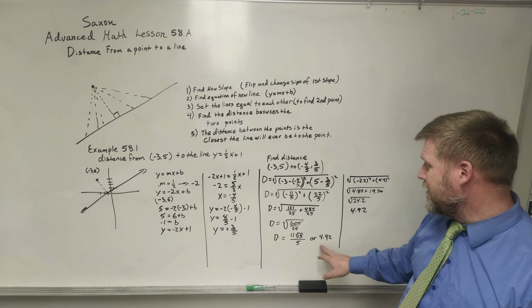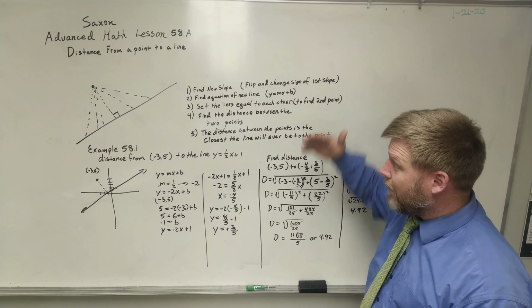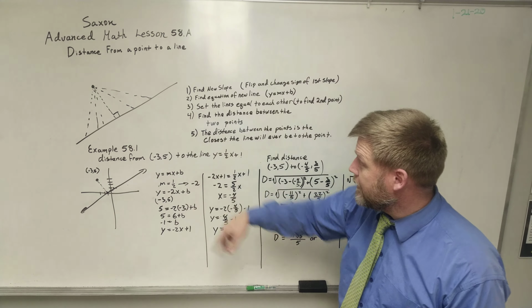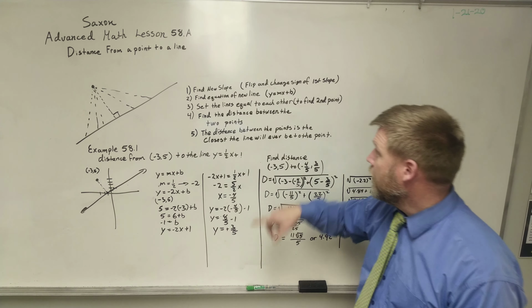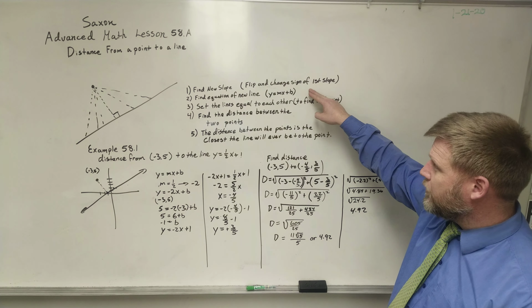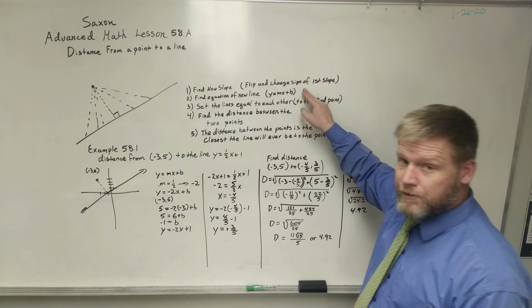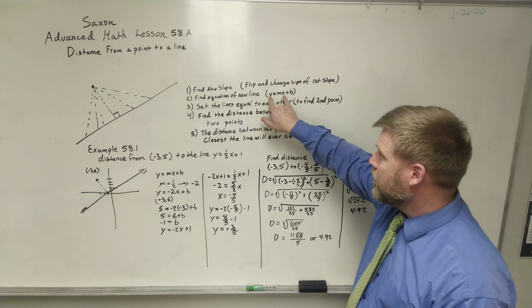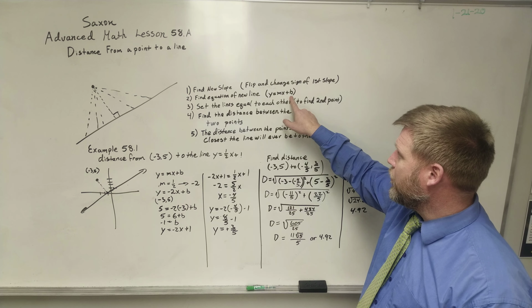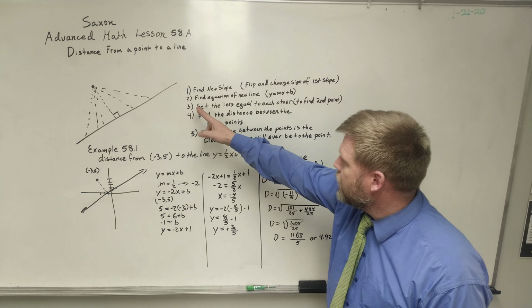So to recap what we did, we find the new slope. So we have the original slope. On this example here, my original slope was 1/2. I found the new slope, which was -2. Then I find the equation of the new line. Well, how do I do that? I use y equals mx plus b, and I plug in my new slope and one of the points, my x and y point, to find my new b, and that gives me the equation of the new line.